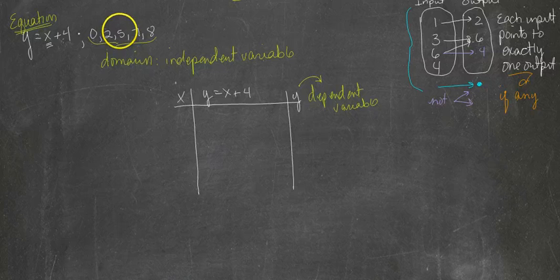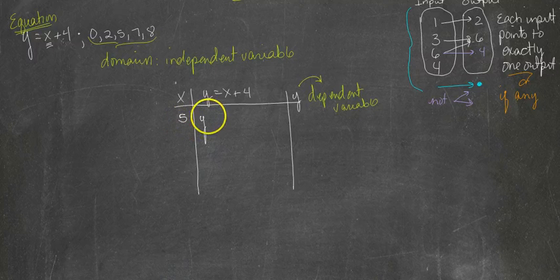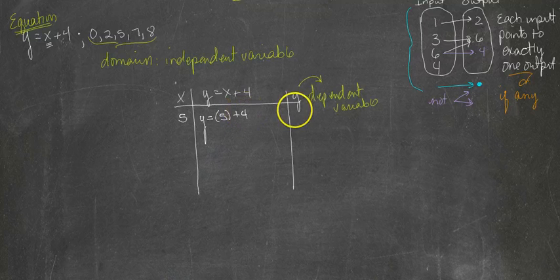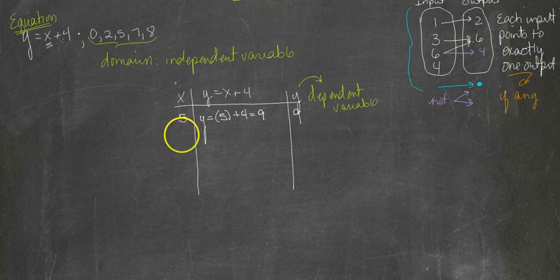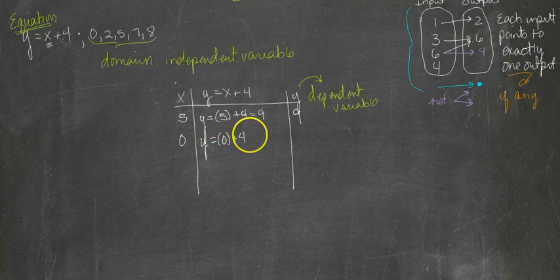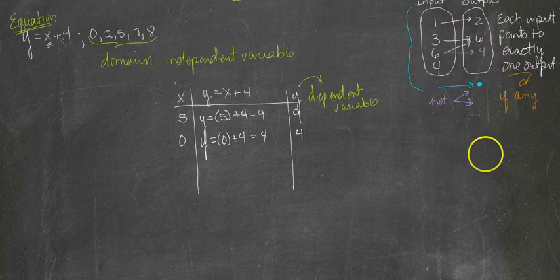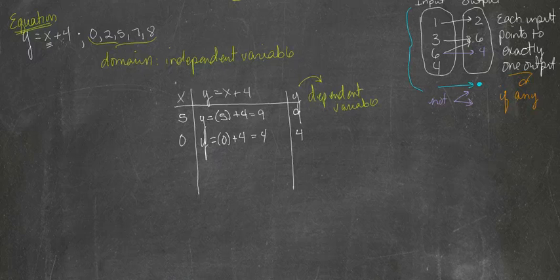And I'm going to choose to put 5 in. I'm going to choose 5 for x. So in the x column I'm going to put a 5. So y equals 5 instead of x, plus 4. So y equals 9. And I'm going to put 9 over here. This time I'm going to choose 0. Y equals 0 plus 4. So y equals 4. So now instead of having to work on scratch work over here, I can actually put all my work right here and I can see exactly what happened.